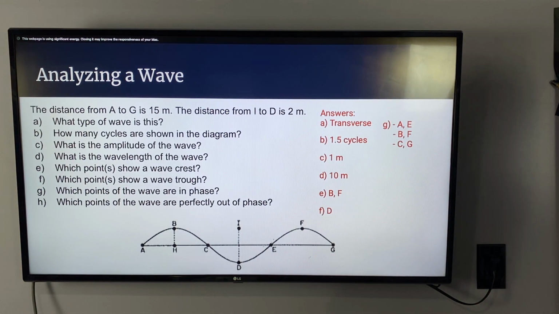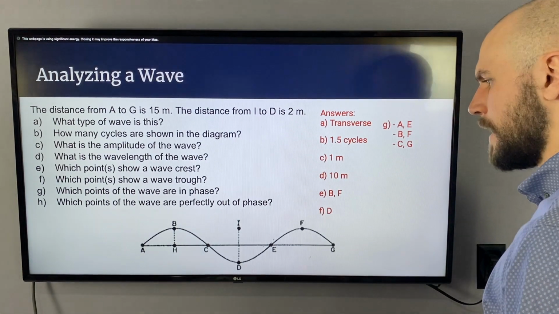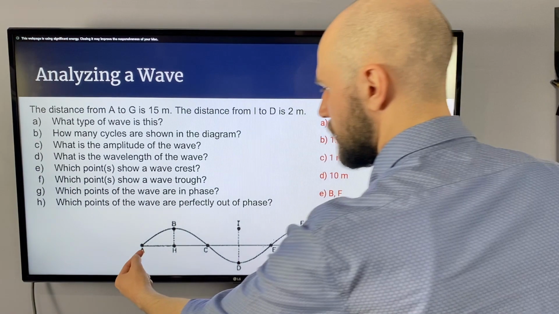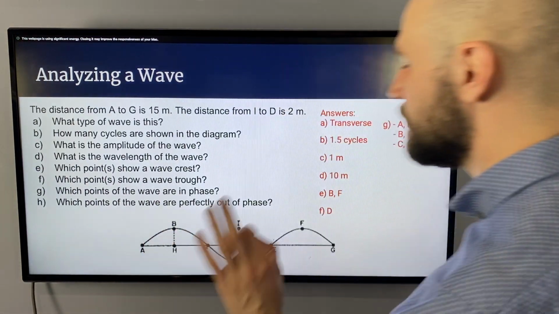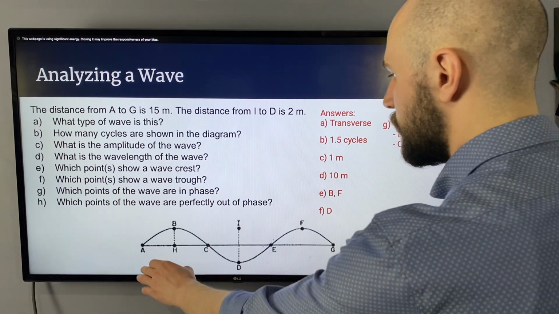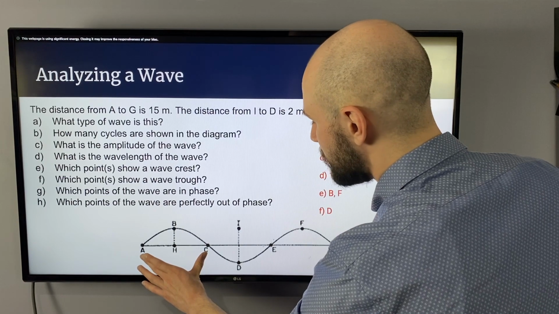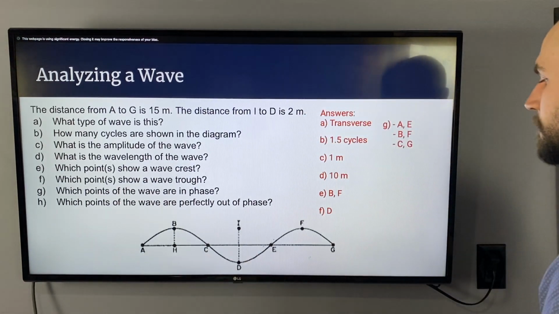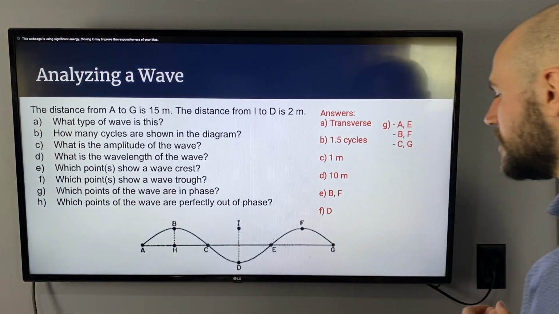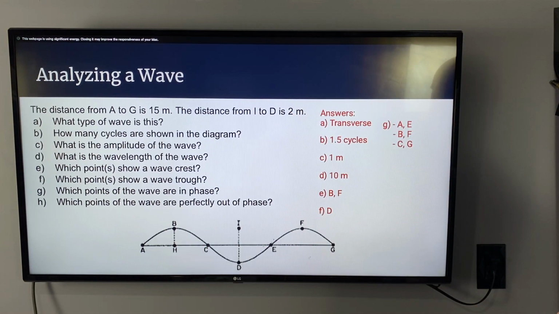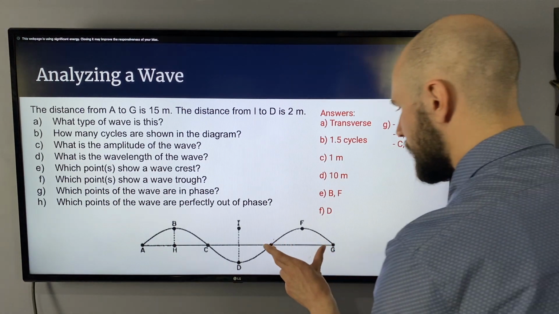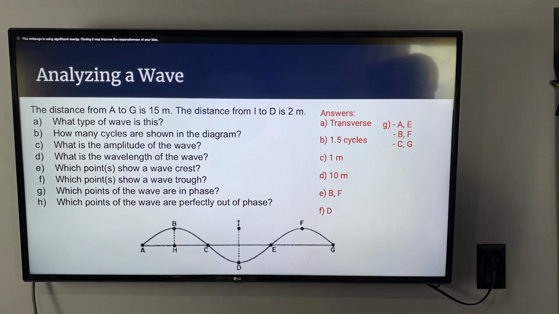And finally, which points of the wave are perfectly out of phase? Which points are doing opposite things in the wave? Well, A is heading up, C is heading down. Those are out of phase, right? But remember, A and E are in phase. And if A is perfectly out of phase with C, that means E is perfectly out of phase with C. A is perfectly out of phase with G. So that means that E is perfectly out of phase with G. Which points in the wave are doing opposite things? See if you can find them all.